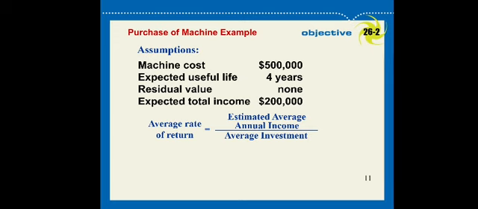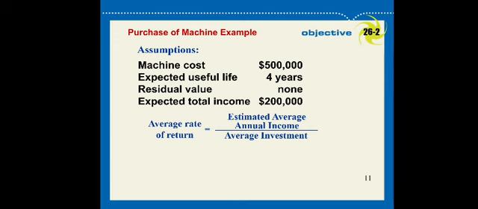Expected total income is $200,000. Expected total income means expected profit. The proposal estimates that $200,000 profit can be earned by using the machine. Okay, how to calculate the average rate of return?